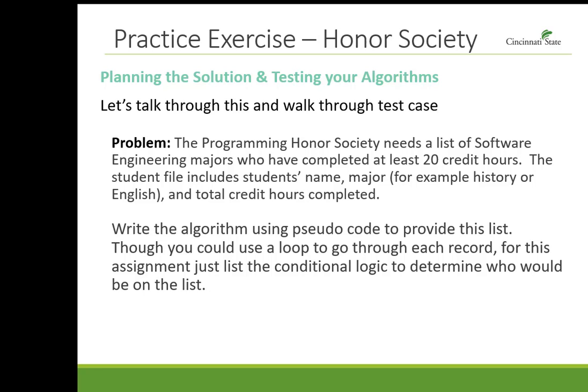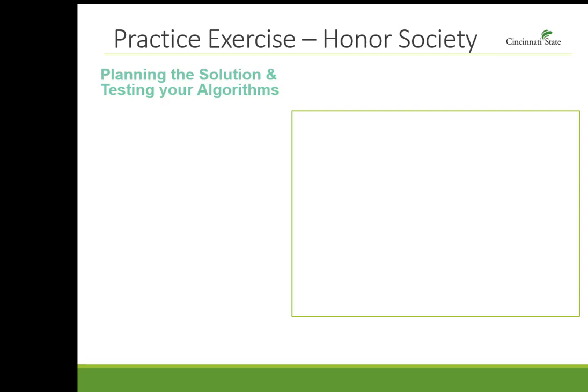The Programming Honor Society needs a list of software engineering majors who have completed at least 20 credit hours. The student file includes student name, major, and total credits completed. Write the algorithm using pseudocode to provide this list. You can use a loop to go through each record, but in this case, let's keep it simple and use the conditional logic to determine who will be on this list. Let's go on and walk through this solution.